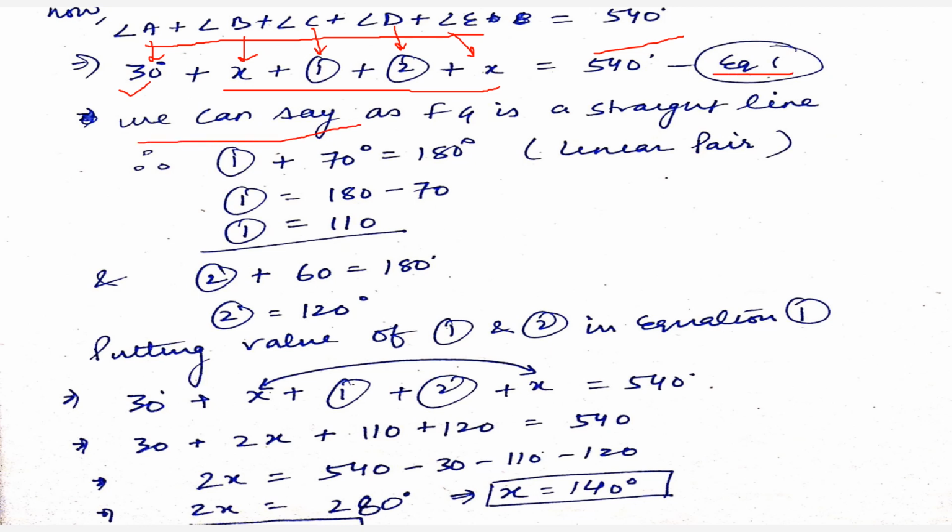Now, we can say FG is a straight line in the last figure. Angle 1 plus 70 equals 180. I have told you already they are forming a linear pair. So, we got angle 1 equal to 110, angle 2 equal to 120.